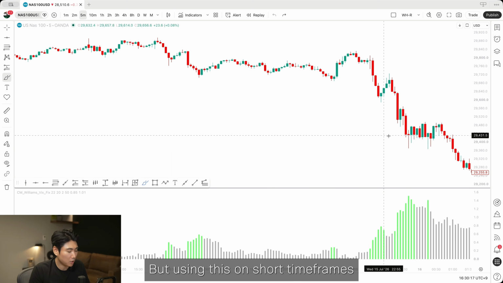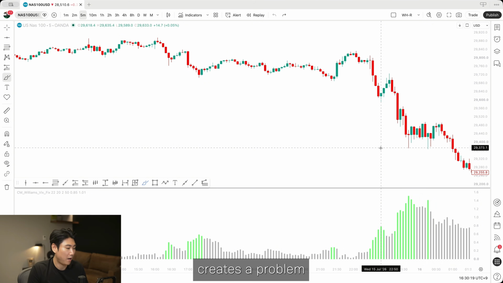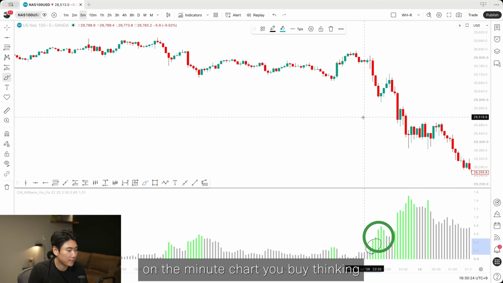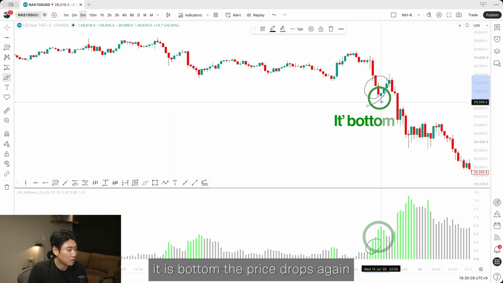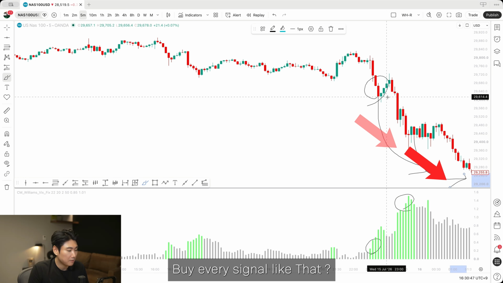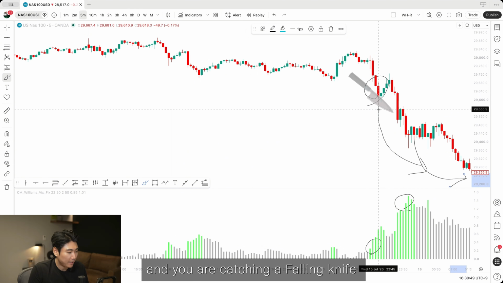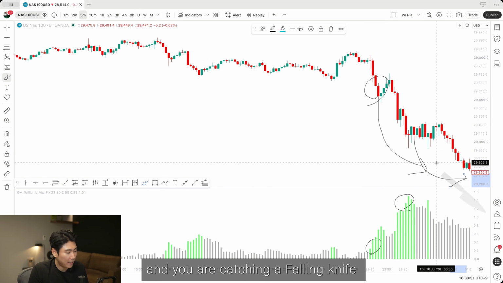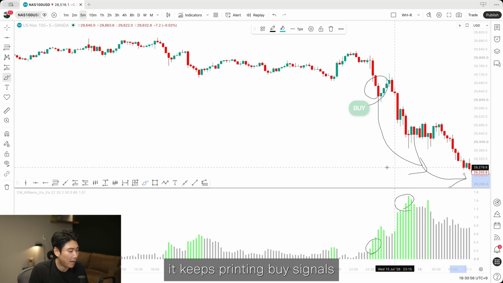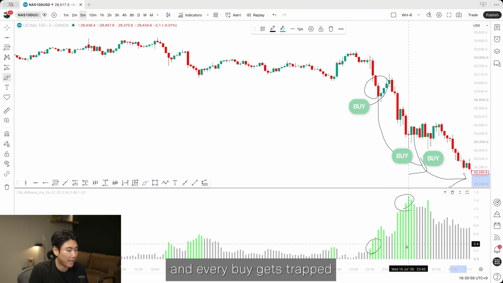But using this on short time frames creates a problem. Look, a green bar appears on the mini chart, you buy thinking it is the bottom. The price drops again, another bar here, it drops again. The bottom is not the bottom. Buy every signal like that and you are catching a falling knife over and over. In a downtrend, it keeps printing buy signals and every buy gets trapped.